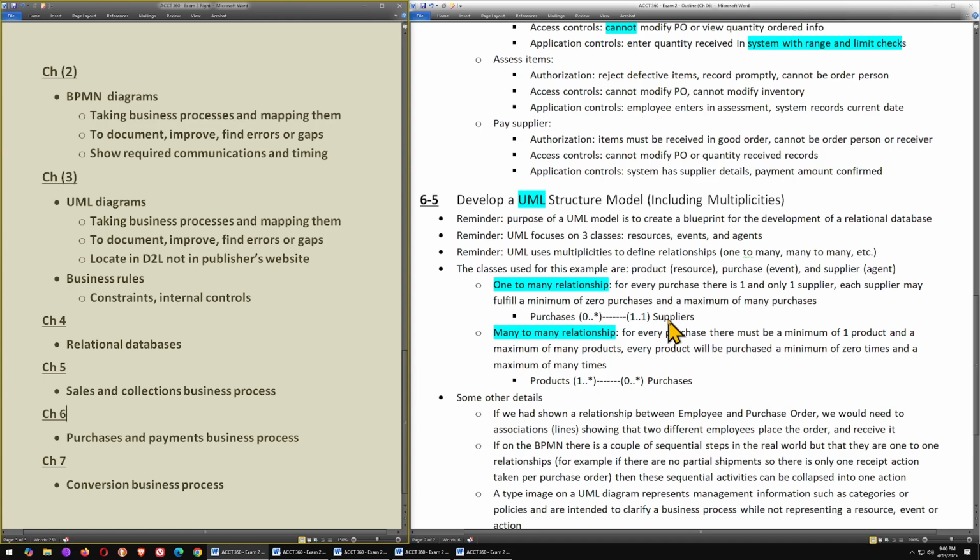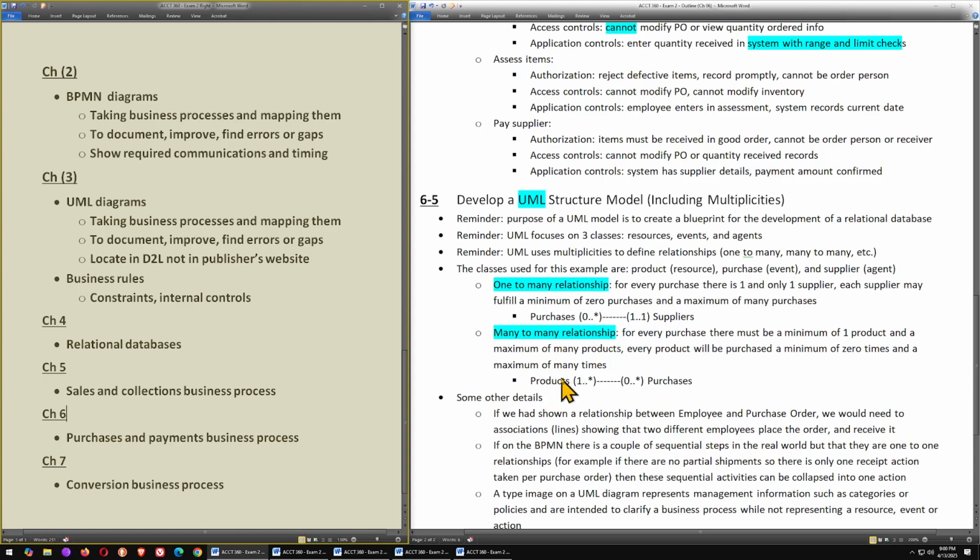For every supplier, there may be a minimum of 0 purchases and a maximum of many purchases. So again, just like customers, you could theoretically have a business process where you don't enter suppliers into your system, where you don't enter them into your supplier database until you've actually made a purchase. But here, what this is saying is you can enter a supplier into your database before you've actually made a purchase.